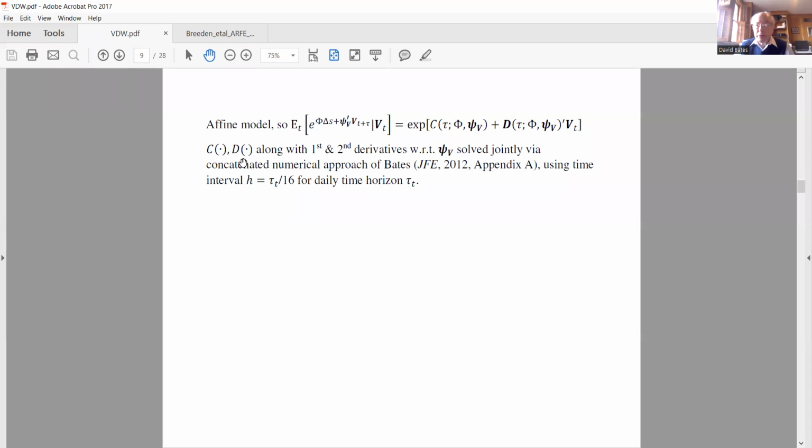So what I do is, in essence, solve a system of ordinary differential equations for C and D, along with their first and second derivatives with regard to this C parameter. That can be solved using the concatenated approach that I used in my 2012 paper, Appendix A. And then I take days and chop days into 16 subintervals. There's a lot of information that stays constant within the concatenation. So the evaluation of C and D actually goes pretty fast. And the fact that everything's evaluated jointly also makes these operations pretty fast as well.